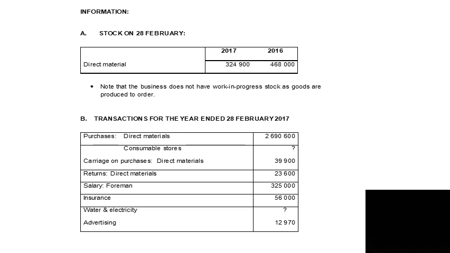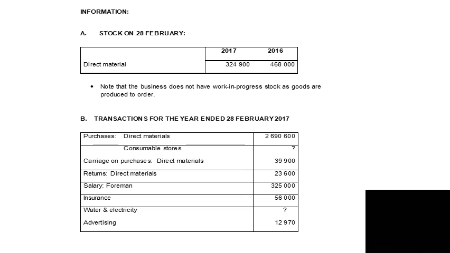So when we are preparing our notes, the trial balance amount, as always, we open brackets, we use the trial balance amount. Let's check, what do we have? We have purchases for direct materials, 2,690,600. Then we have consumable stores, which is a question mark. From the previous classes, we have noticed that consumable stores is also known as indirect material. In this case, they've used the word consumable stores. Carriage on purchases for direct materials, 39,900. This is the transport cost to deliver stock to the business. Returns also of direct materials, we have returned stock to our supplier, to the value of 23,600.